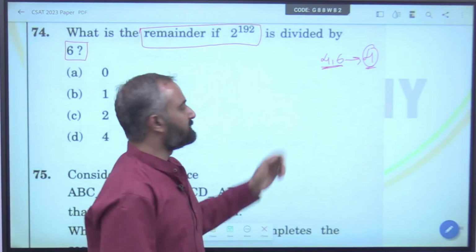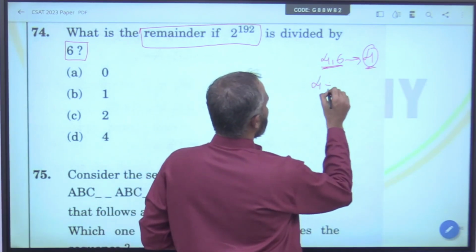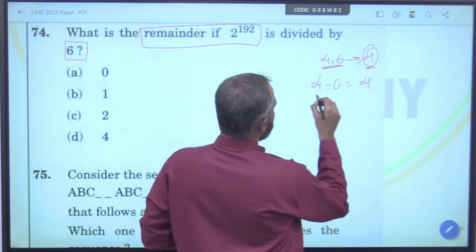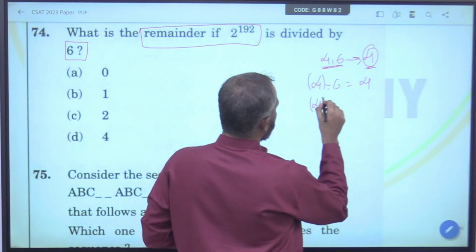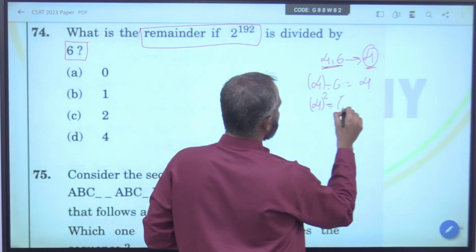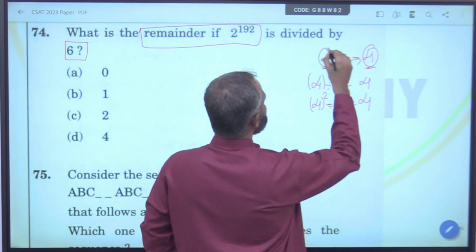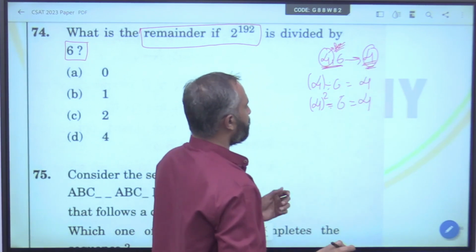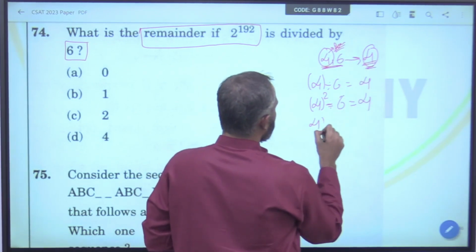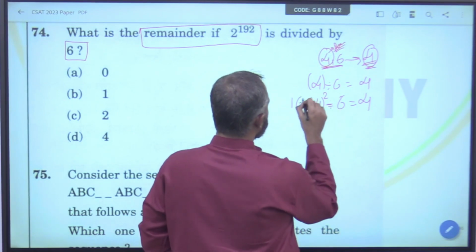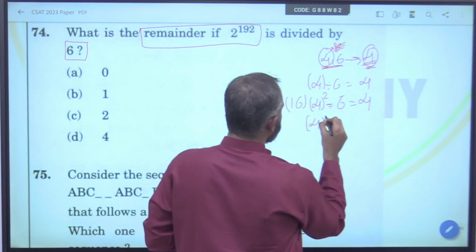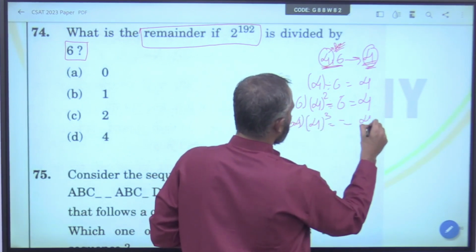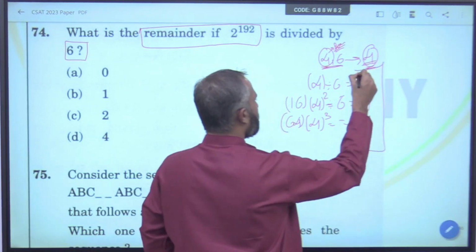Seems unbelievable? Look, 4 divided by 6, remainder 4. Next, 4 to the power 2 divided by 6. Not multiples, powers. Any power of 4 when divided by 6 gives you a remainder of 4. 4 squared is 16, remainder 4. 4 cube is 64, remainder 4. So, this is always 4.